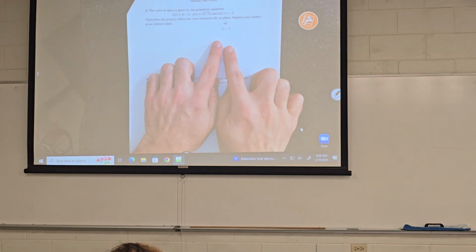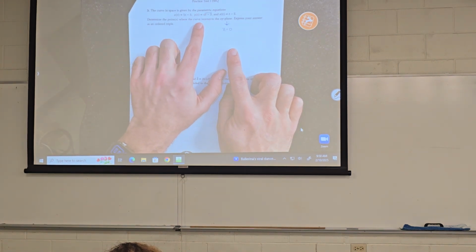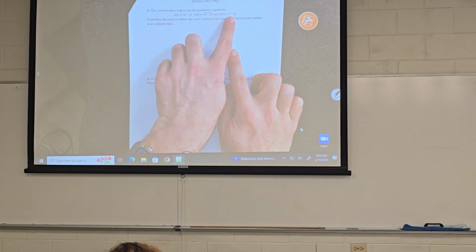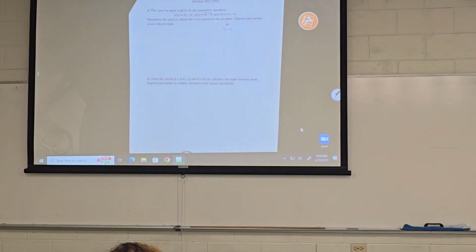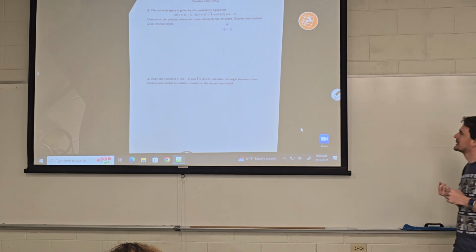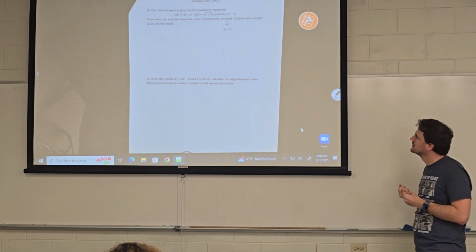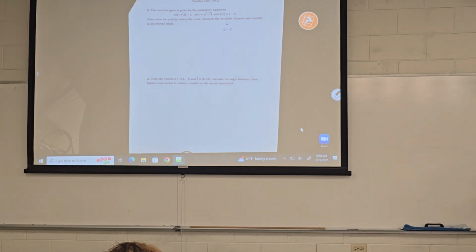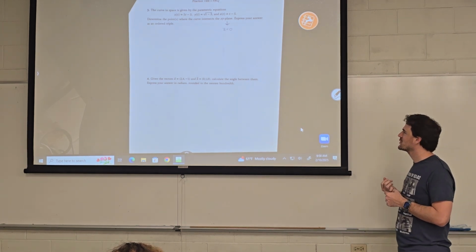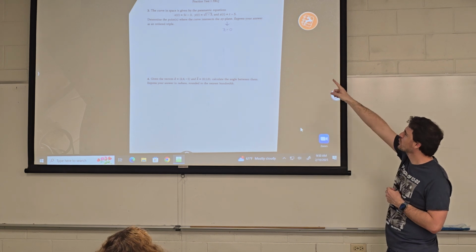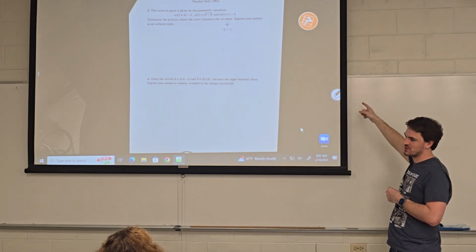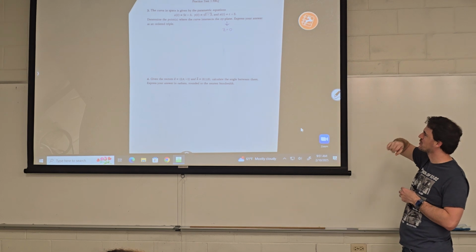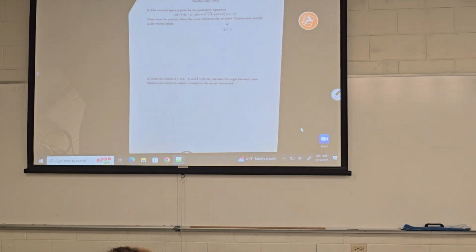So give me just a very quick point in the right direction of how to approach this problem now. If I want to know where this curve intersects the plane z equals 0... Plug in 0 for t. Or solve for your z of t. Solve for where z equals 0. Don't plug in 0, set it equal to 0.